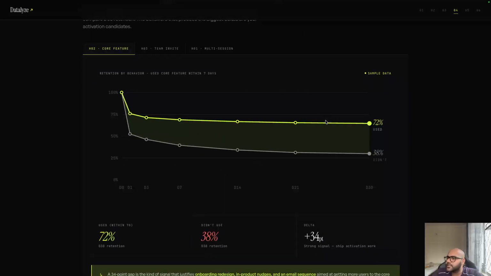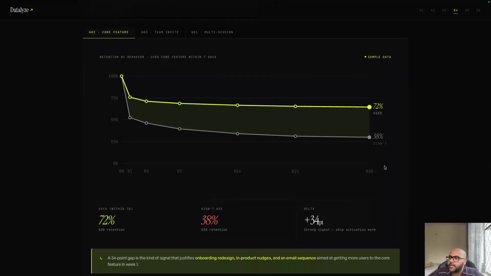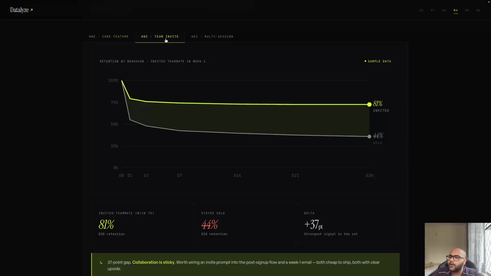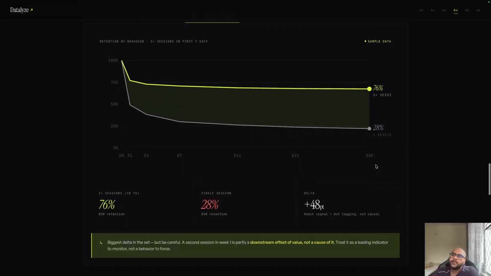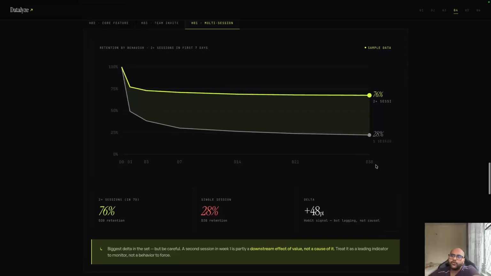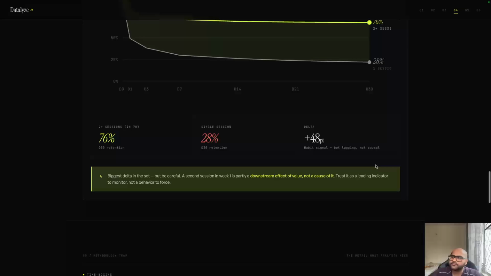And if you see this different, which means, oh, okay, people who did that cohort, they retain at 72%, people who didn't retain at 38%, right? Or you'll look at it across different factors. So maybe people who invited a member, it's 81%, and everyone else is maybe at 44%, right? Or you could have multi-session, 76 and 28%. So these are a few examples of how you would want to look at that chart over all of these different hypotheses that you have.